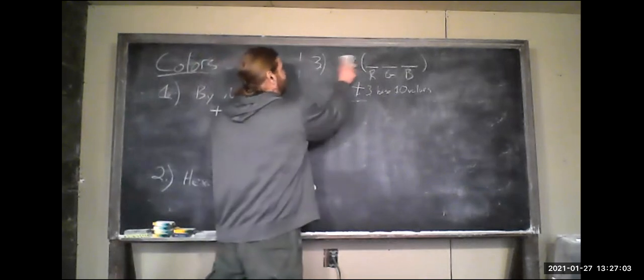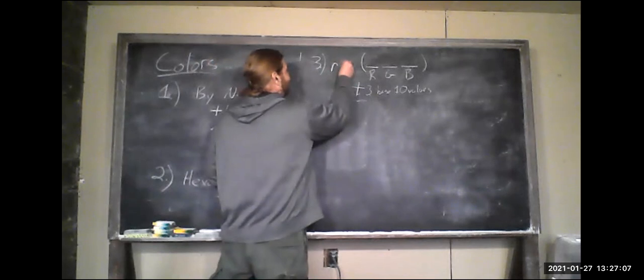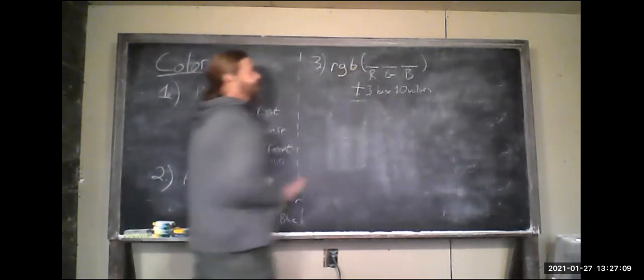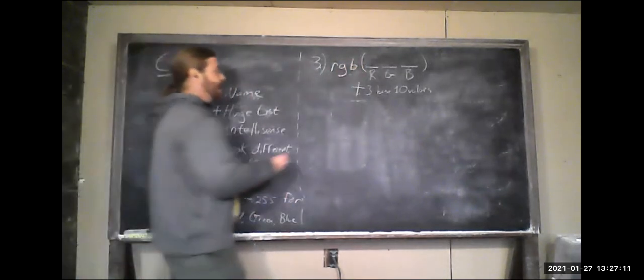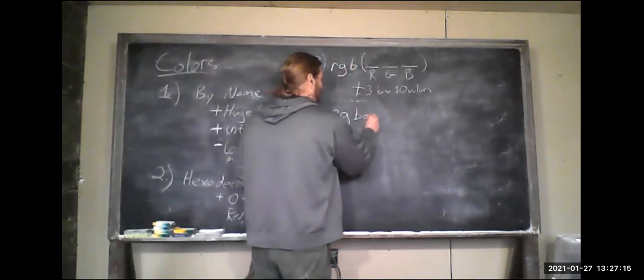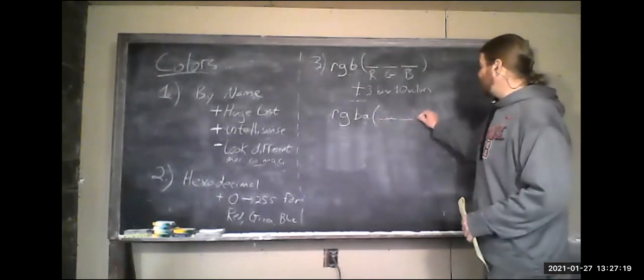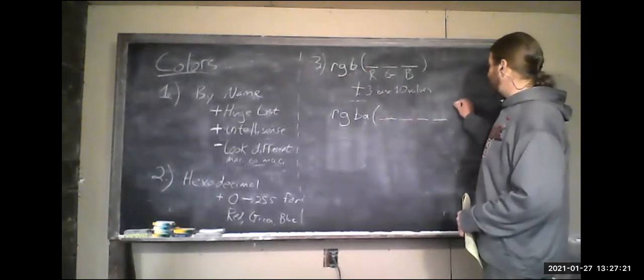And these are lowercase. I have no idea why I just wrote that in uppercase. I'm sorry. Rgb. We want to spell that in lowercase. And we also have Rgba, where again, we will pass in 4 base 10 numbers.